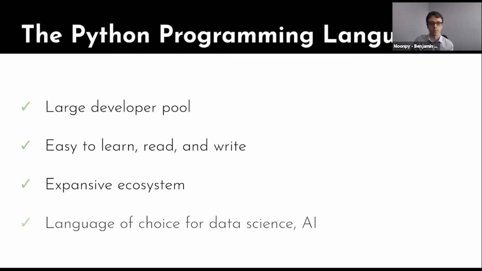Before I can explain Moonpy, I first have to talk about the Python programming language. It's hugely popular, with over 9 million developers, and it's for a good reason. It's super easy to learn, read, and write, allowing developers to take a project from idea to product in an extremely short period of time. Because of this, Python has become the leading language for data science and artificial intelligence.